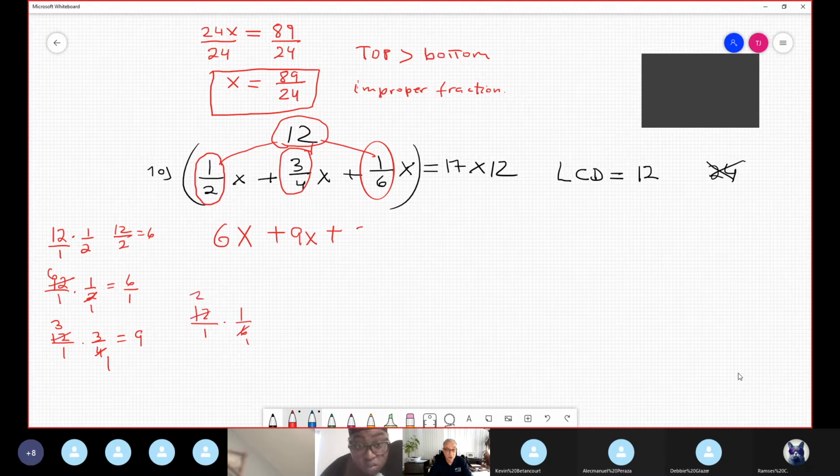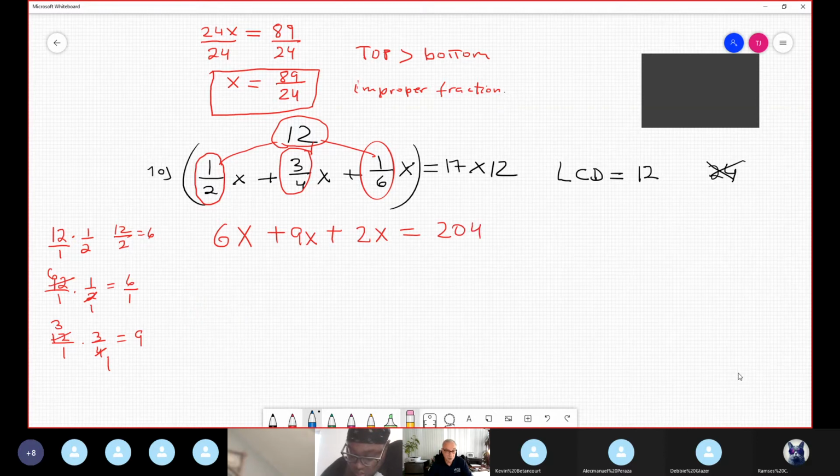It's 2x. Equal, and multiplication. Multiplication is, well, we use a calculator because it's too heavy. 17 times 12 is 204. Okay, ready now to combine like terms.